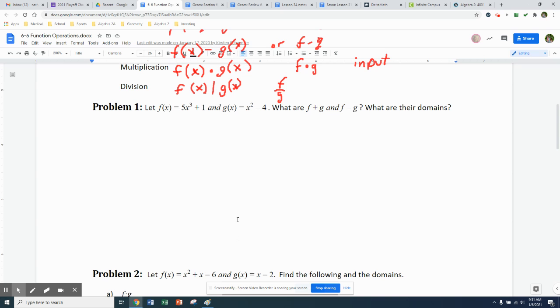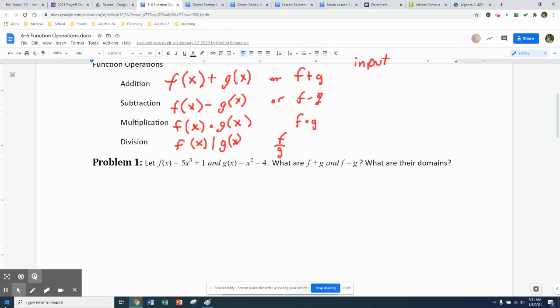So we'll head down to problem 1. Try to leave that up there as well. So problem 1 says let f of x equals 5x cubed plus 1. So this represents the function rule for f of x. And then g of x equals x squared minus 4. So that x squared minus 4 represents the function rule for g of x.